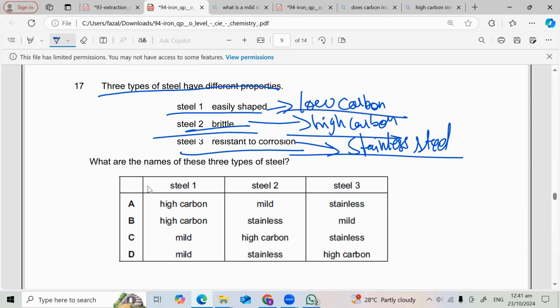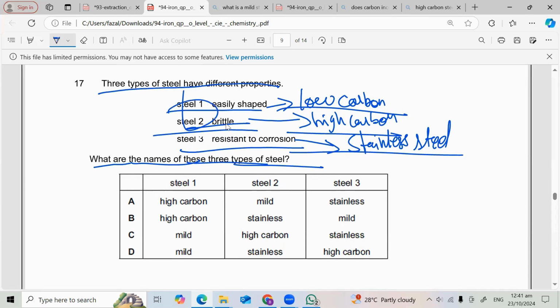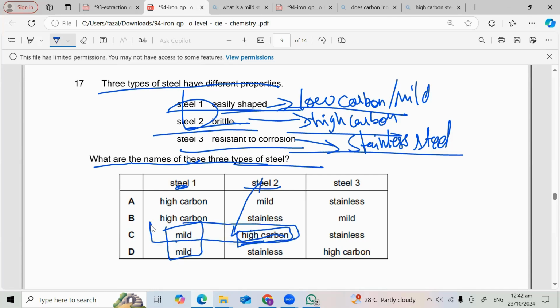So what are the names of these three types of steel? Steel one, which is low carbon, can be low or mild. So the answer must be from C and D. Now steel two, which is brittle, means it has high carbon, so from C, these two are correct. And steel three, which is stainless, is also correct. So hence C is the correct answer.